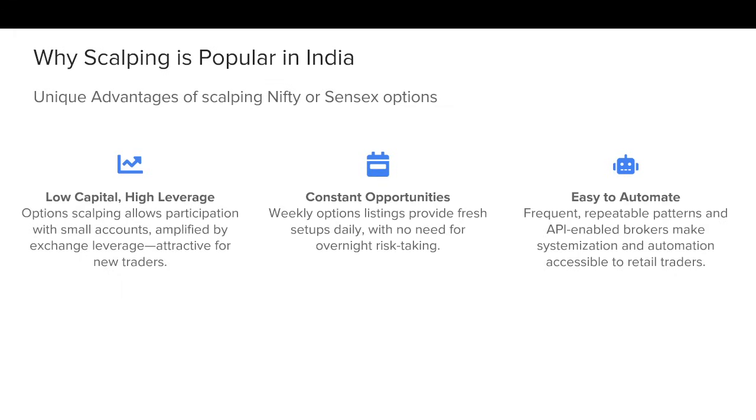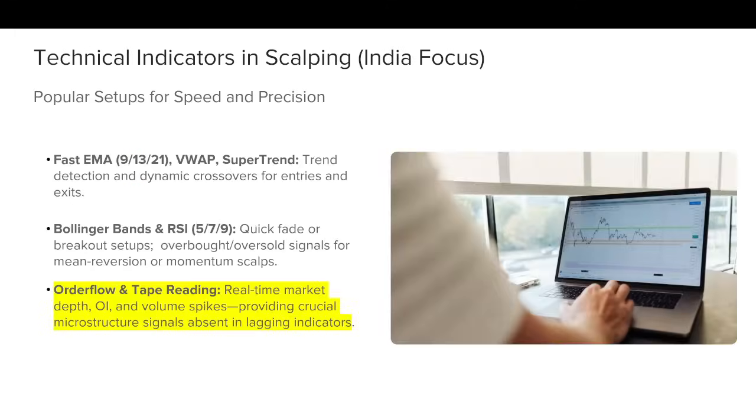Number 2, constant opportunities. Weekly options provide fresh setups daily, no need for overnight risk taking. So if you're trading weekly options in Nifty and Sensex, every day is a new day, every day you get opportunities. It's not that if you don't trade today, there's a big opportunity you have missed and tomorrow you will not get it. It's available every day of the week. Number 3, easy to automate. If it's a frequent or repeatable pattern, then API enabled brokers will help you make your system and automate it. And as a retail trader, as of now, you can participate in automation also.